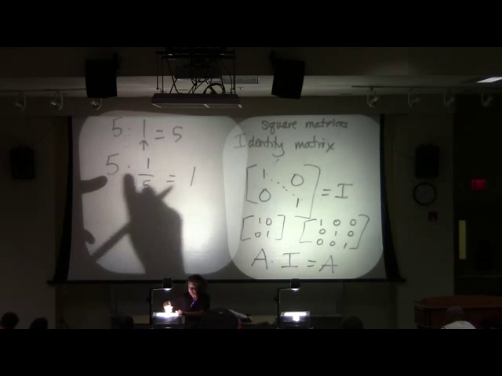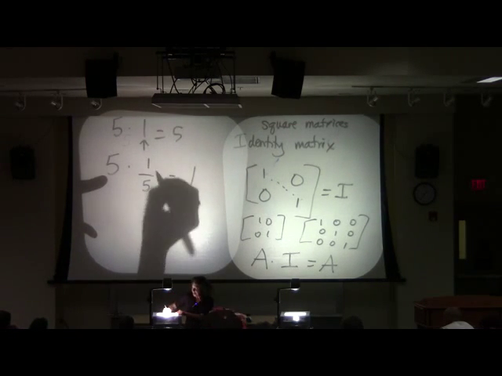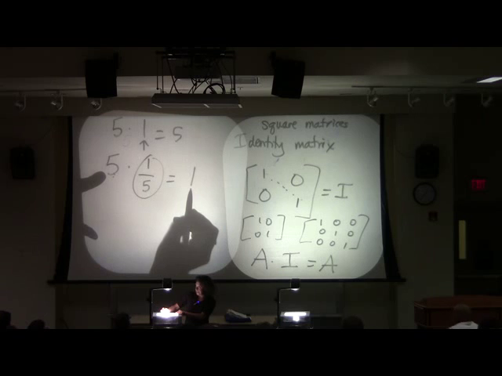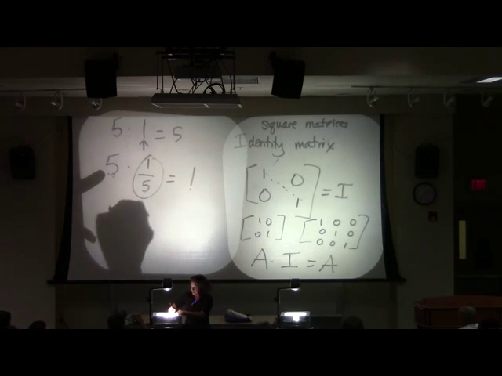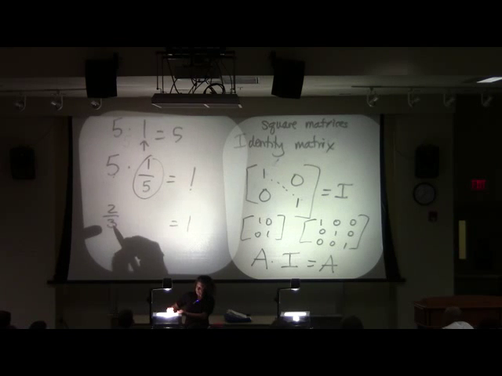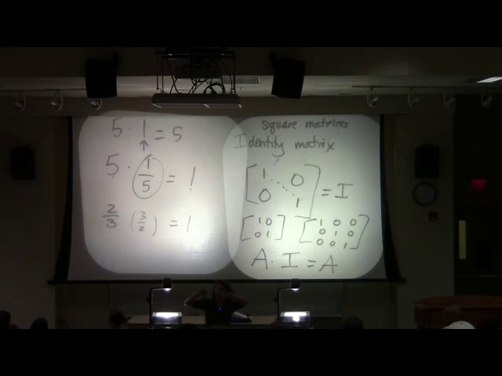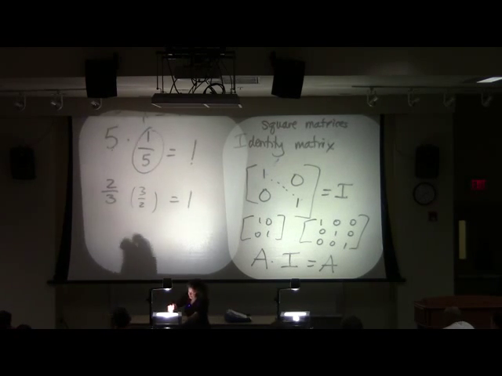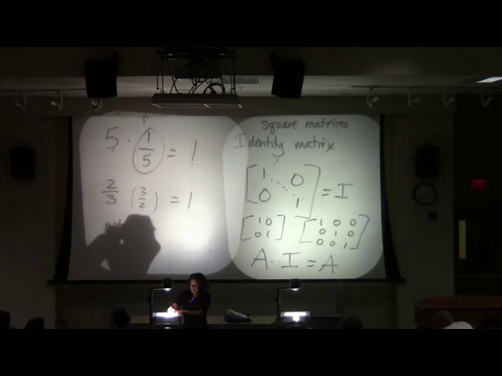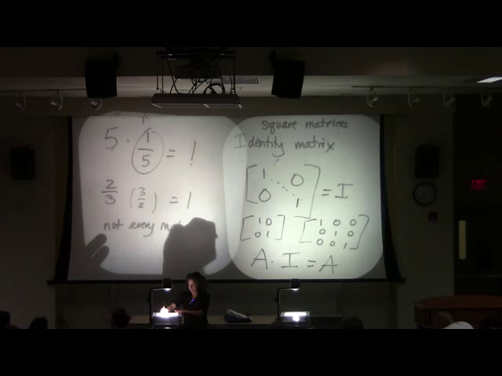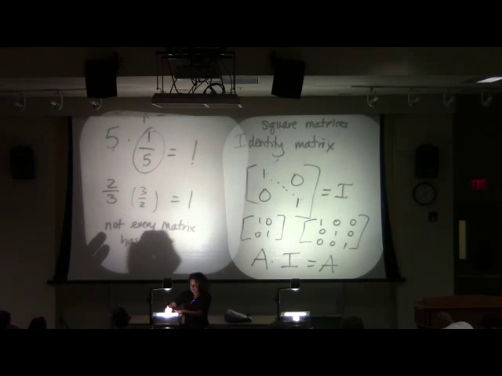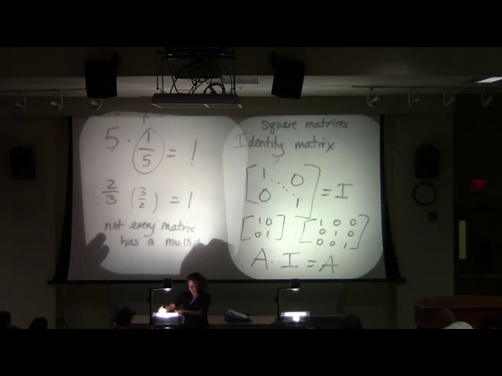Your multiplicative inverse is essentially, isn't it just your reciprocal? You're asking, hey, what number can you multiply your number by in order to get your identity? So, like, what's the multiplicative inverse of 2/3? 3/2. If you don't remember, it's just your reciprocal. You guys with me here? Okay? Any questions so far? Now, it turns out that not every matrix has a multiplicative inverse.